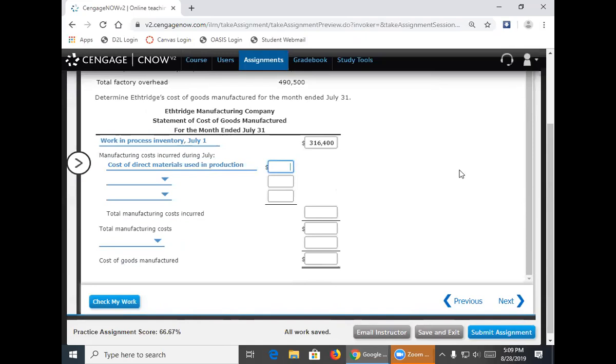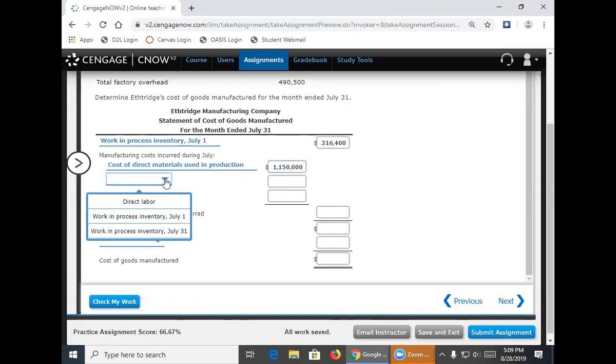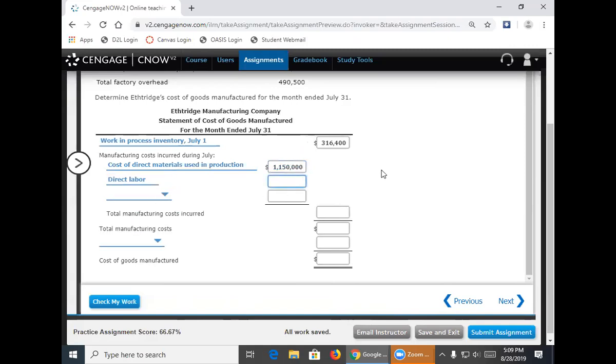And these are all given. So cost of direct materials was $1,150,000. Direct labor was $966,000. And factory overhead was $490,500. So the manufacturing cost incurred in July is the $2,606,500. These three added up. So $2,606,500.